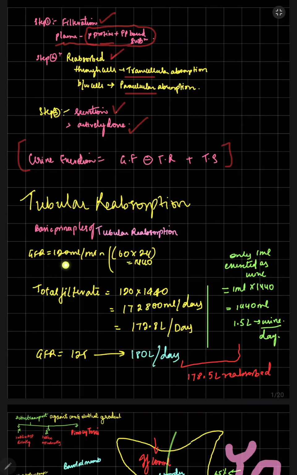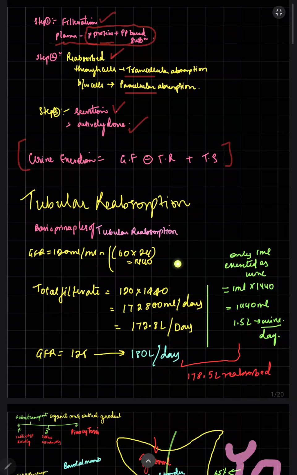So we know that the GFR formed is 120 ml per minute. If you want to calculate the GFR formed in a total day, then the total filtrate is equal to 120 into 1440, which is 60 into 24. Then we get it as around 172.8 liters per day of total filtrate formed by both the kidneys, and only 1 ml is excreted as urine per minute. So we have 1440 minutes in a complete day, so around 1440 ml is excreted, which is around 1.5 liters of urine excreted per day.